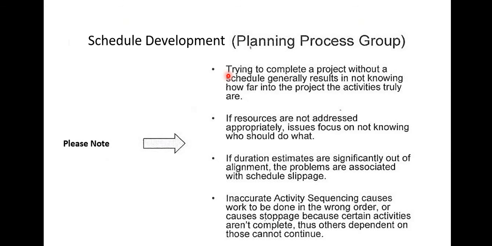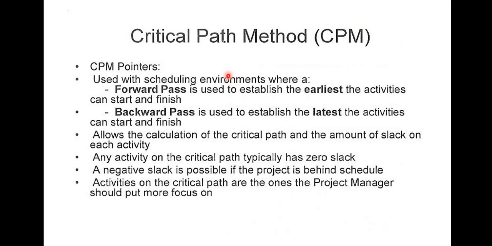Inaccurate activity sequencing causes work to be done in the wrong order or causes stoppage because certain activities aren't complete. Others dependent on those cannot be continued. So let's look at the critical path method.